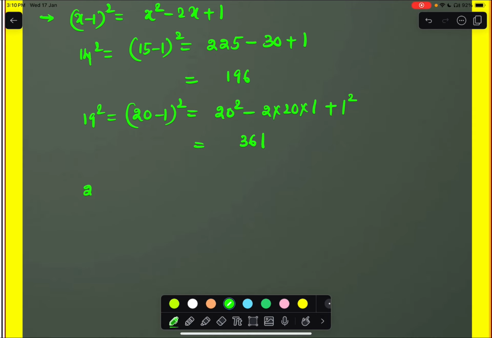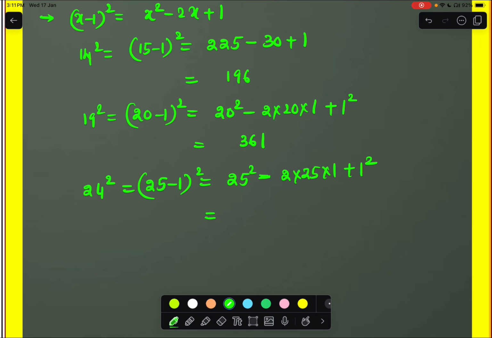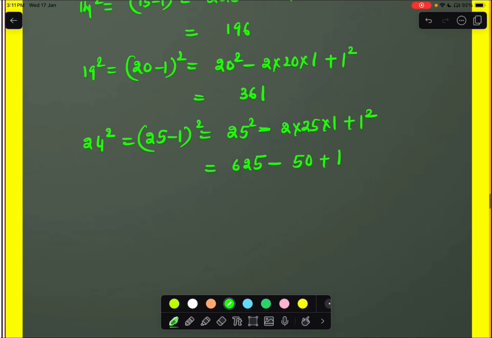Like this, if you know one number, the plus one format and minus one format numbers we can calculate very easily. 24 square I want, I can write it in the 25 minus 1 whole square format. a square, 25 square, minus 2ab value, 2 into a value 25, b value 1, plus b square value, 1 square. 25 square equals how much? We'll get 625, and 2 into 25 will get 50, plus 1. So 625 minus 50, how much will we get? We'll get 575, plus 1 will get 576.